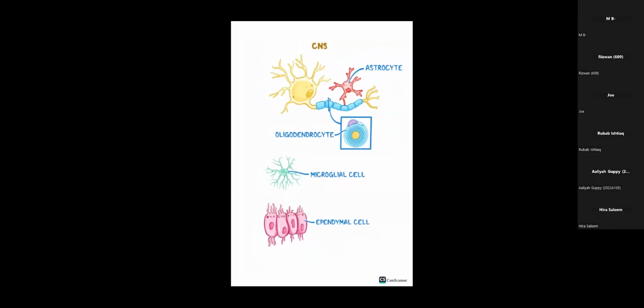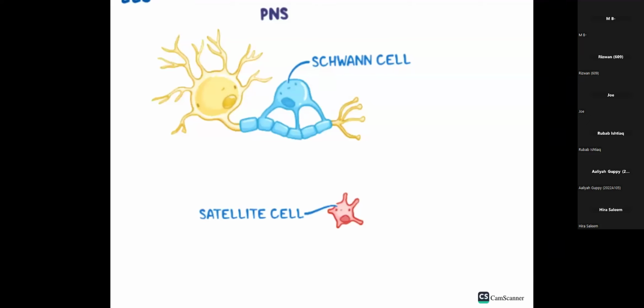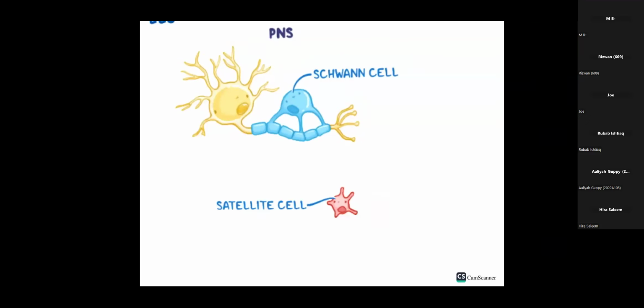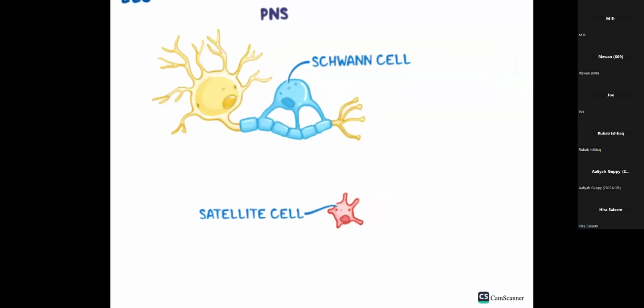Here you can see that in the central nervous system we have four types of cells: astrocytes, oligodendrocytes, microglial cells, and ependymal cells. These are the four cells which are used to myelinate the neurons in the central nervous system. And in the peripheral nervous system, we have two types of cells: Schwann cells and satellite cells. These cells are used to myelinate the neurons in the peripheral nervous system. So why do we need myelination?